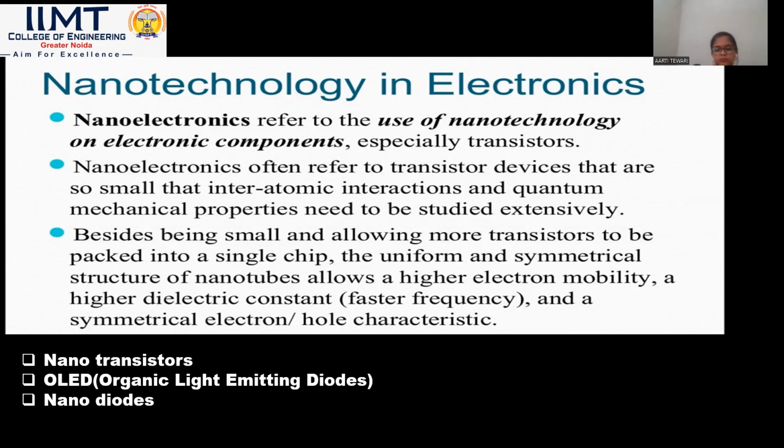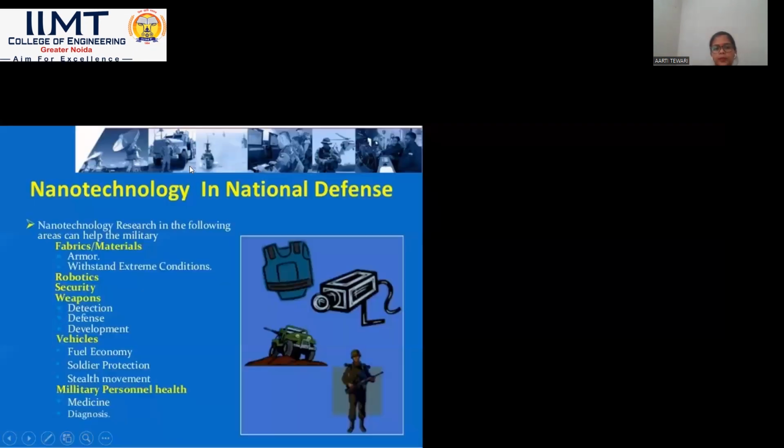So we're shifting actually to nanoelectronics, and a whole entire branch of engineering has been devoted to nanoelectronics. And you can see in national defense also we use nanotechnology.